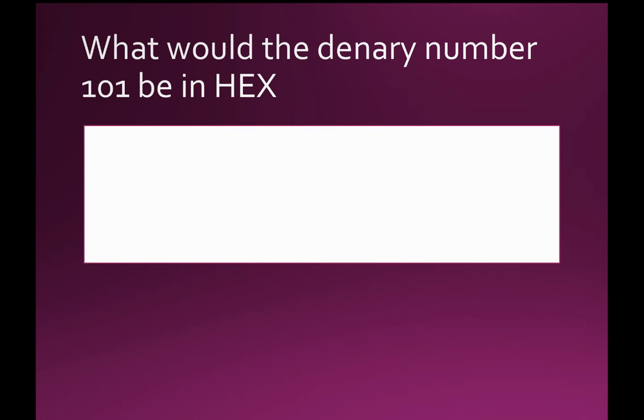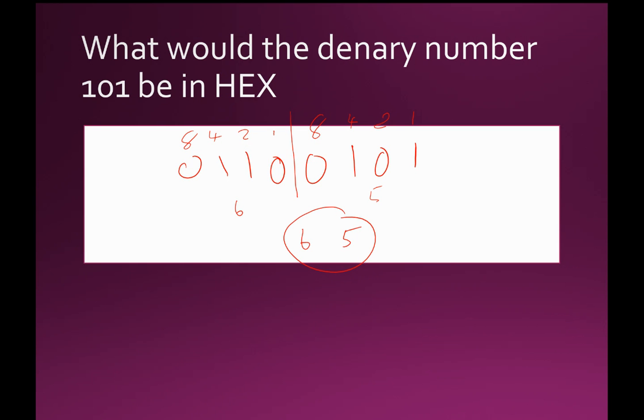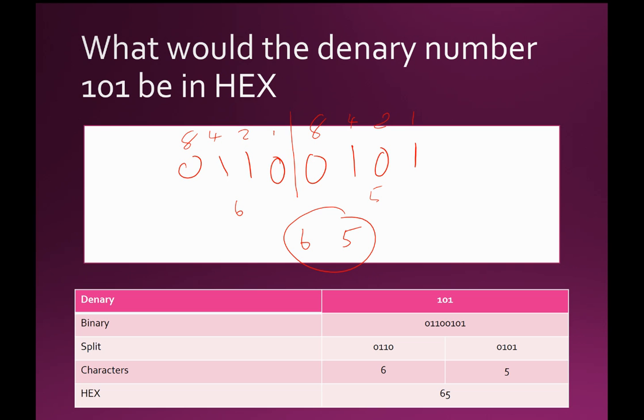What would 101 be in hex? First step, make it in binary, which makes 0, 1, 1, 0, 0, 1, 0, 1. We then split it in half, like that. And then what would this be in binary? So I've got 1, 2, 4, 8. 4 and 2 makes 6. And then I've got 1, 2, 4, 8. That one is 5. So my actual answer is the character 6 and the character 5, because that's what they are in the hex table. So that is my hex number. And just to check, there you go.